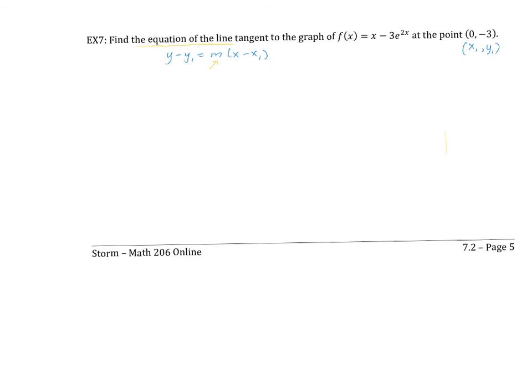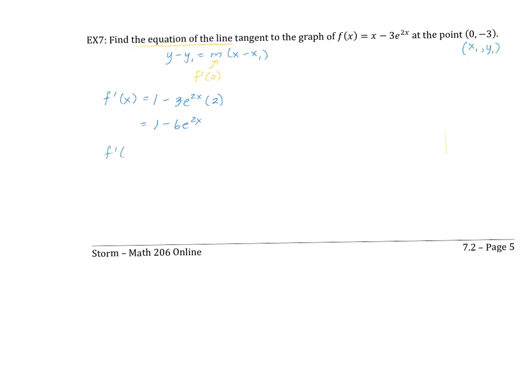And my slope is the derivative. It's going to be the derivative evaluated for the x value of 0. So let's go ahead and compute the derivative of this equation. The derivative is 1 minus 3, e stays the same, times the derivative of the argument, so 1 minus 6 e to the 2x.